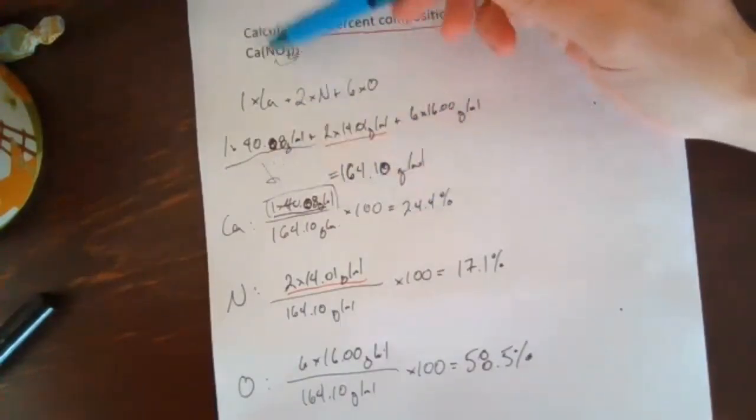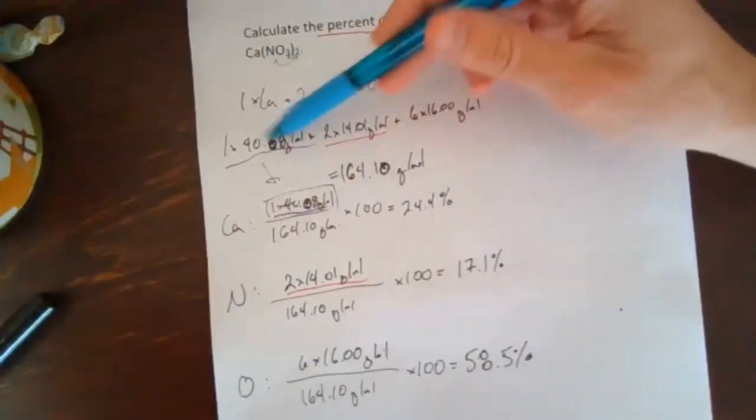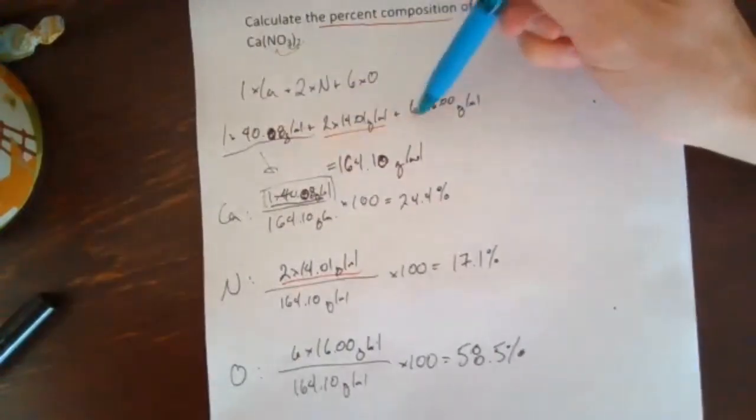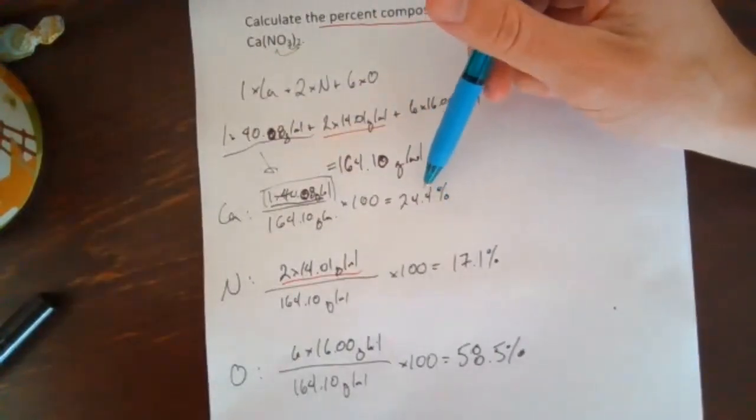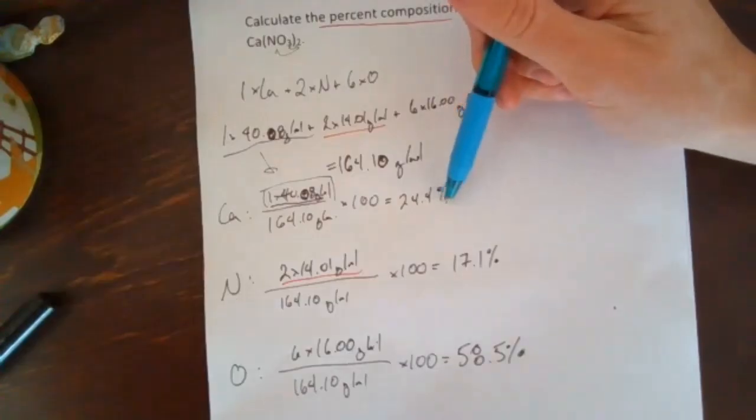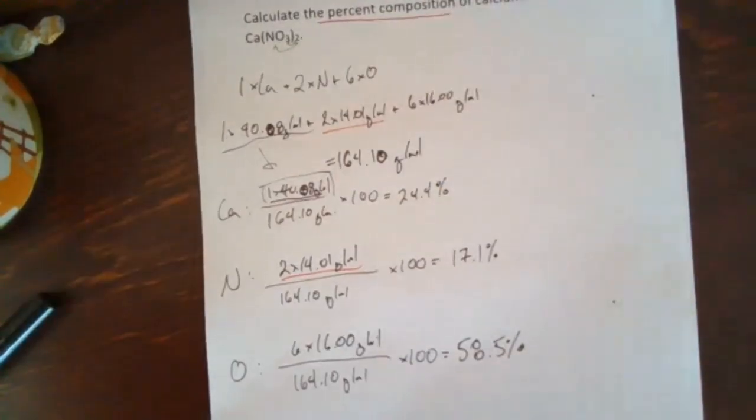And calcium, even though we only have one of them, because it is quite a heavy atom relative to the nitrogen and oxygen, a fourth of the mass is calcium. There's only one of those, it's a big atom, and it contributes a lot. So we can always calculate percent composition. It's just a matter of calculating the overall molar mass and calculating the contribution of each atom to that.